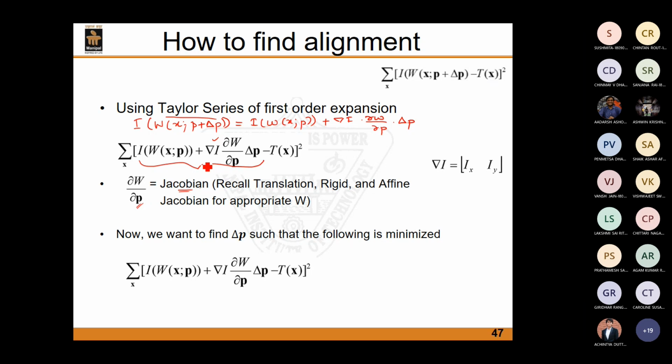Then what we have is delta p. Here we have the delta p, which is the quantity that needs to be determined. Okay, and T of x, as you know, is the template, and W(x;p) is the warped image. So what this means is, when you're implementing this formula, this is the unknown that you have, right? So what we do is we calculate all the other quantities, and then we find out the value of delta p at which the function is minimized.